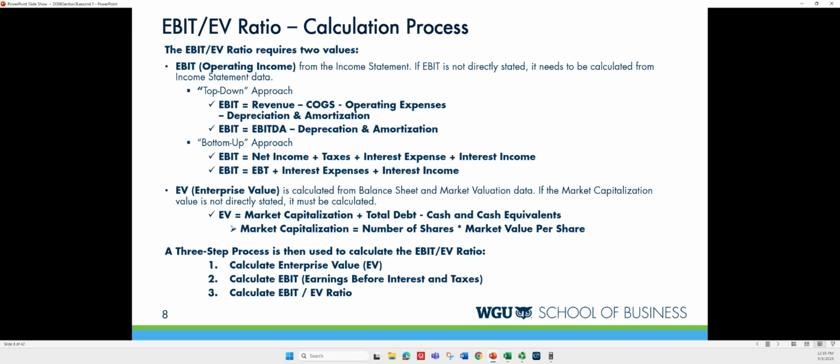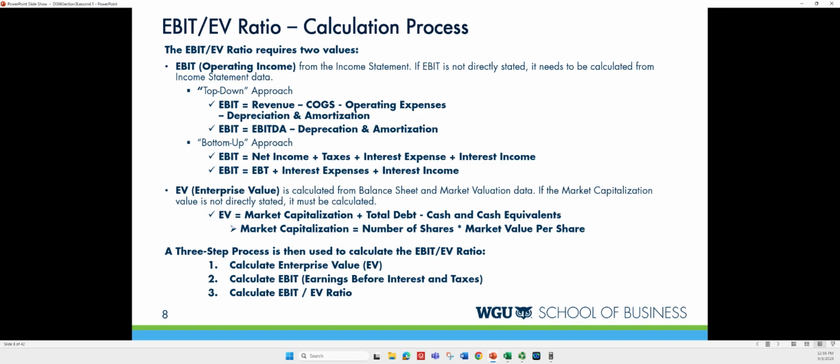Or if you just have EBITDA and depreciation and amortization available, you can just subtract your depreciation from EBITDA and you will get EBIT. There are situations, however, where you're just going to get abbreviated income statement information. They might not give you all the top line information.